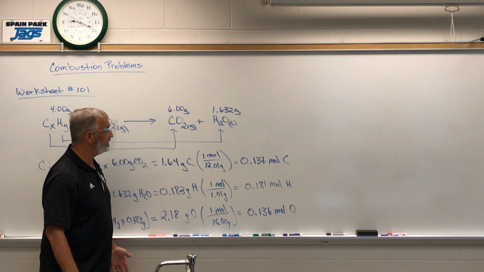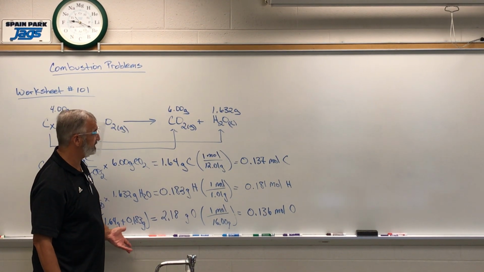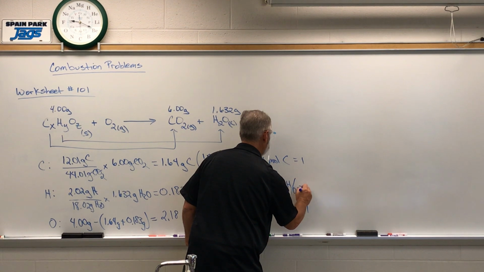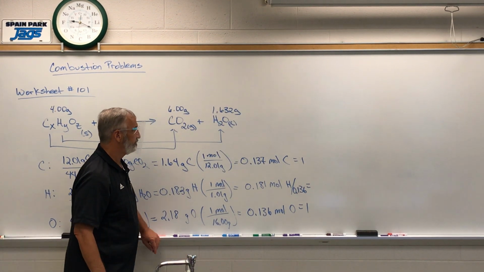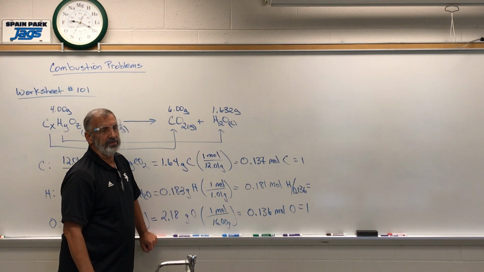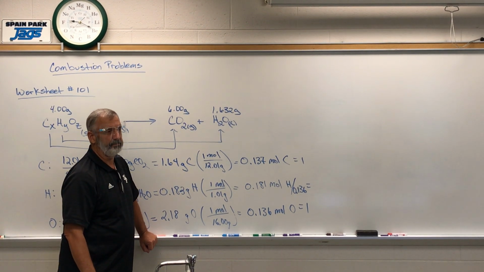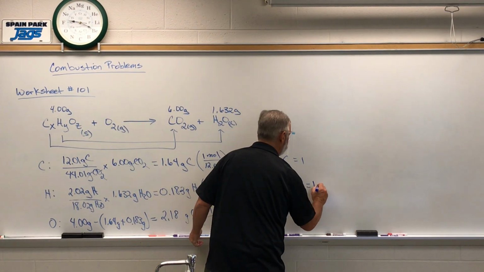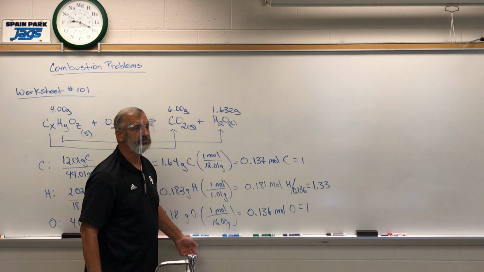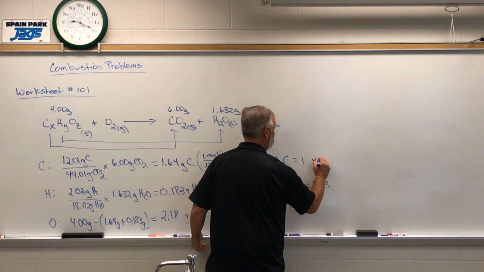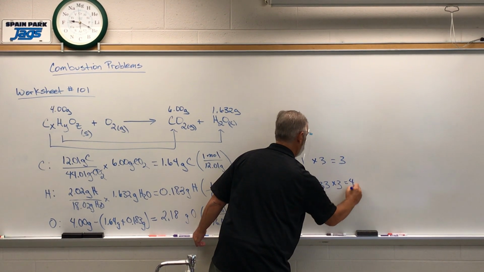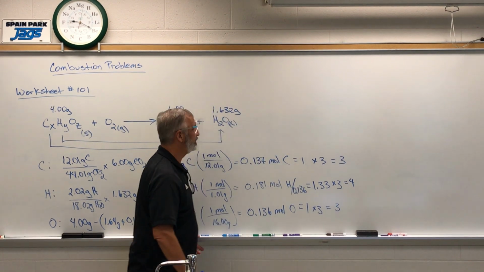So we divide through by the smallest one, which is the 0.136. This is going to equal 1. This equals 1. 1.33. So what does that mean we have to do? Multiply by 3. Multiply everything by 3. 3, 4, 3 is my empirical formula.